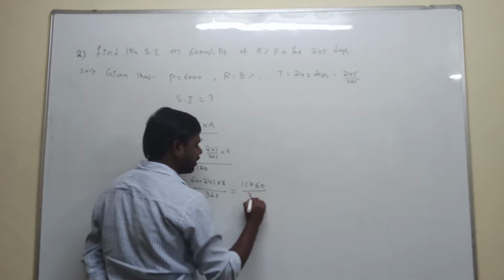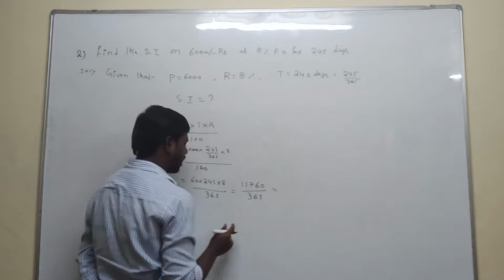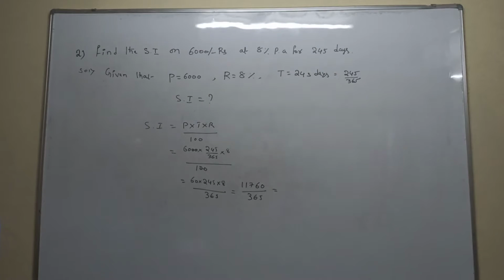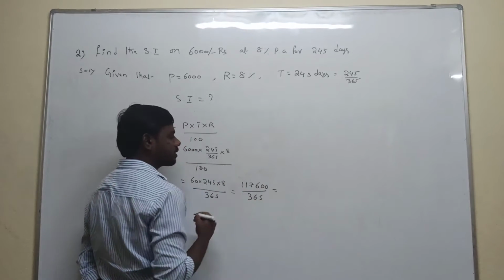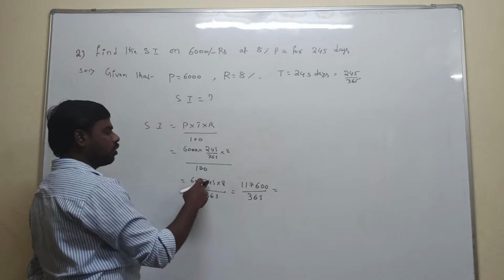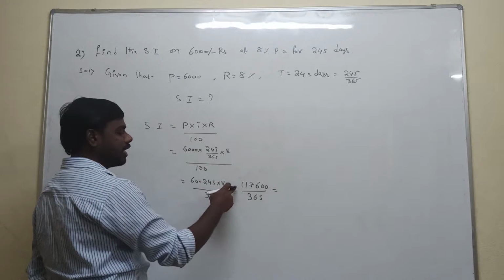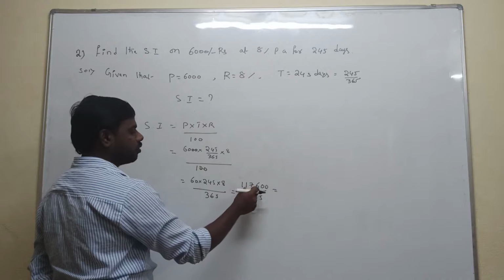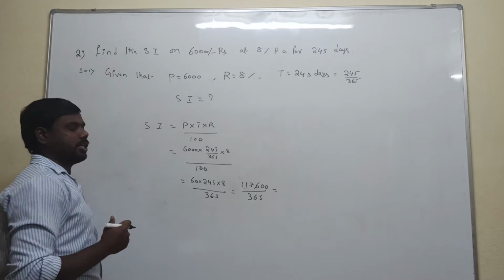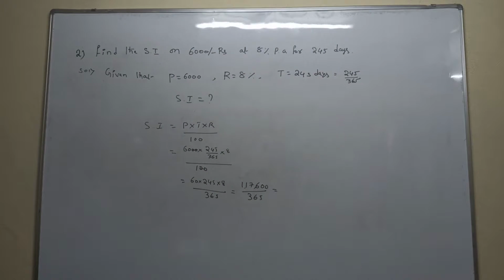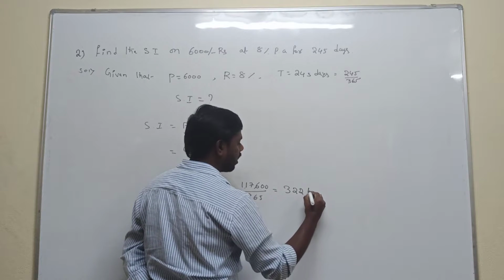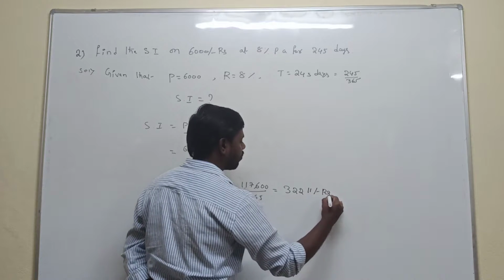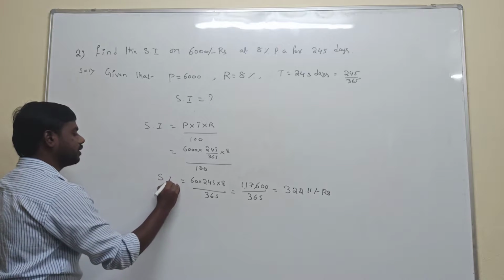11,760 divided by 365. Now the product of the numerator values, not 11,000, is 1,17,600. That is 60 into 245 into 8. So 1,17,600 divided by 365 gives 322.11 rupees. This is the required simple interest.